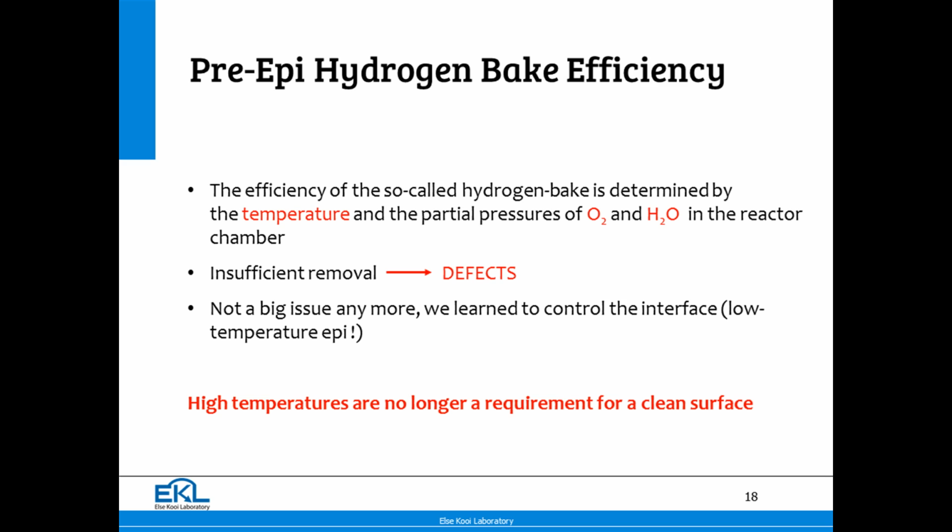And the reverse is true as well. The cleaner you are working, the lower the temperature you can choose and still get a decent layer. So that explains the move towards lower temperatures. That has been going on for the last 20 years.